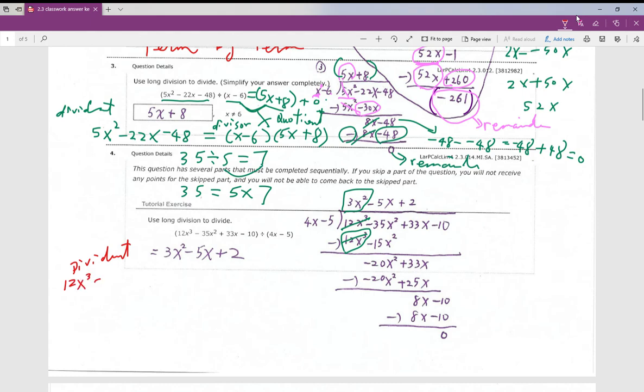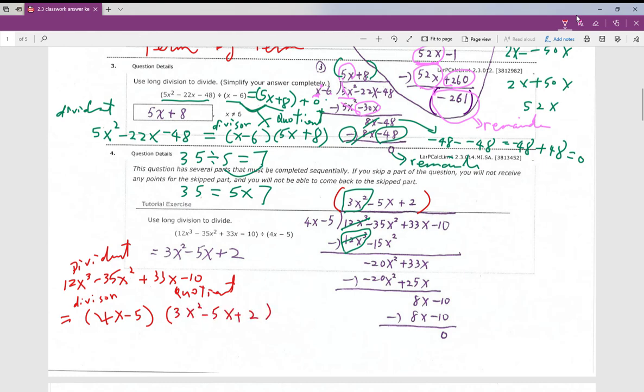12x cubed take away 35x squared plus 33x minus 10 equals the divisor 4x minus 5 times the quotient. The quotient is this one. And plus what? Plus 0. Okay? Same thing here, this one plus 0.